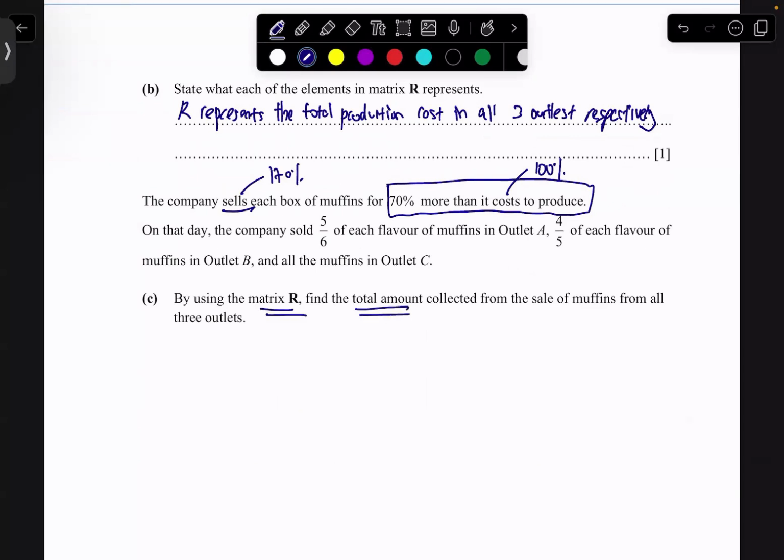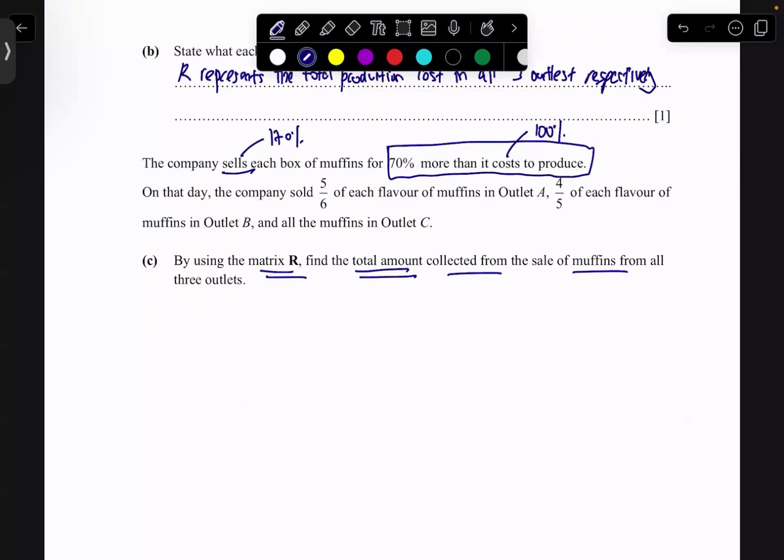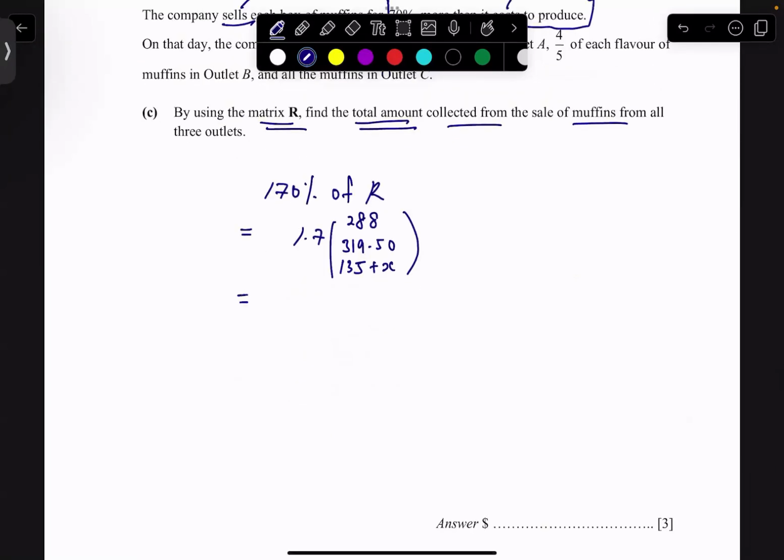Now, by using matrix R, find the total amount collected from the sales. First we have the unrealistic expectation that we sell everything. That means we'll sell at 170% of R. So this will be 1.7 of the 288, 319.5, and the 135 plus 4.5x. It's a scalar multiplication. This is the price that I want to sell at. So with scalar multiplication, everything just gets multiplied, and we'll get 489.6, 543.15, and 229.5 plus 7.65x. So everything has been multiplied by 1.7.